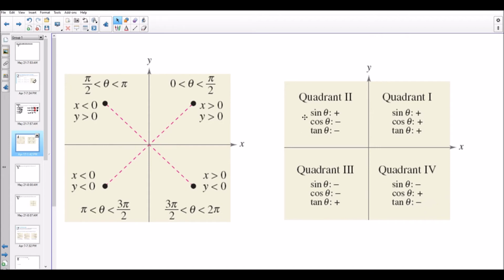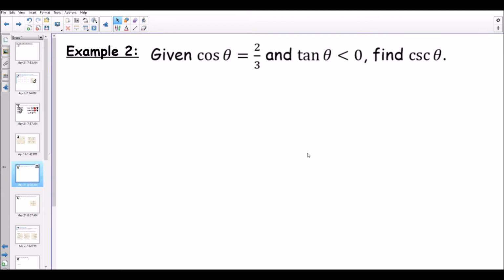So I'm going to be referring back to this in a second when we start looking at some problems like in example 2. All right, in example 2, here's our question. It says, given the cosine of theta equals 2/3. Okay, so we know the cosine of theta is equal to 2/3. And in the last section, we talked about, and we did problems related to this.